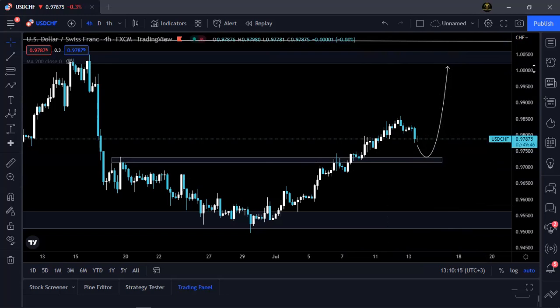This is the USDCHF. Guys, the US dollar is gaining strength. It's insane. It's insane.